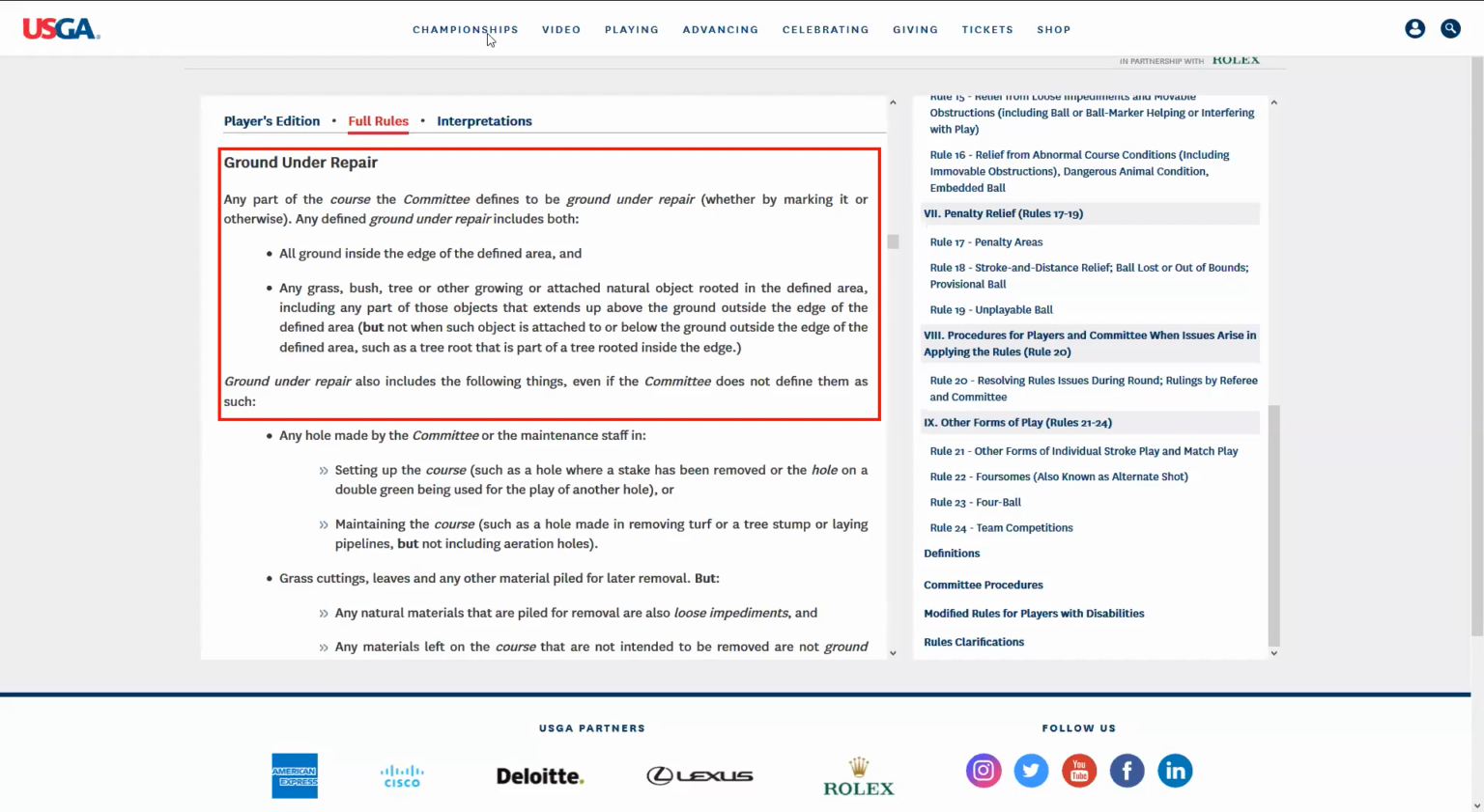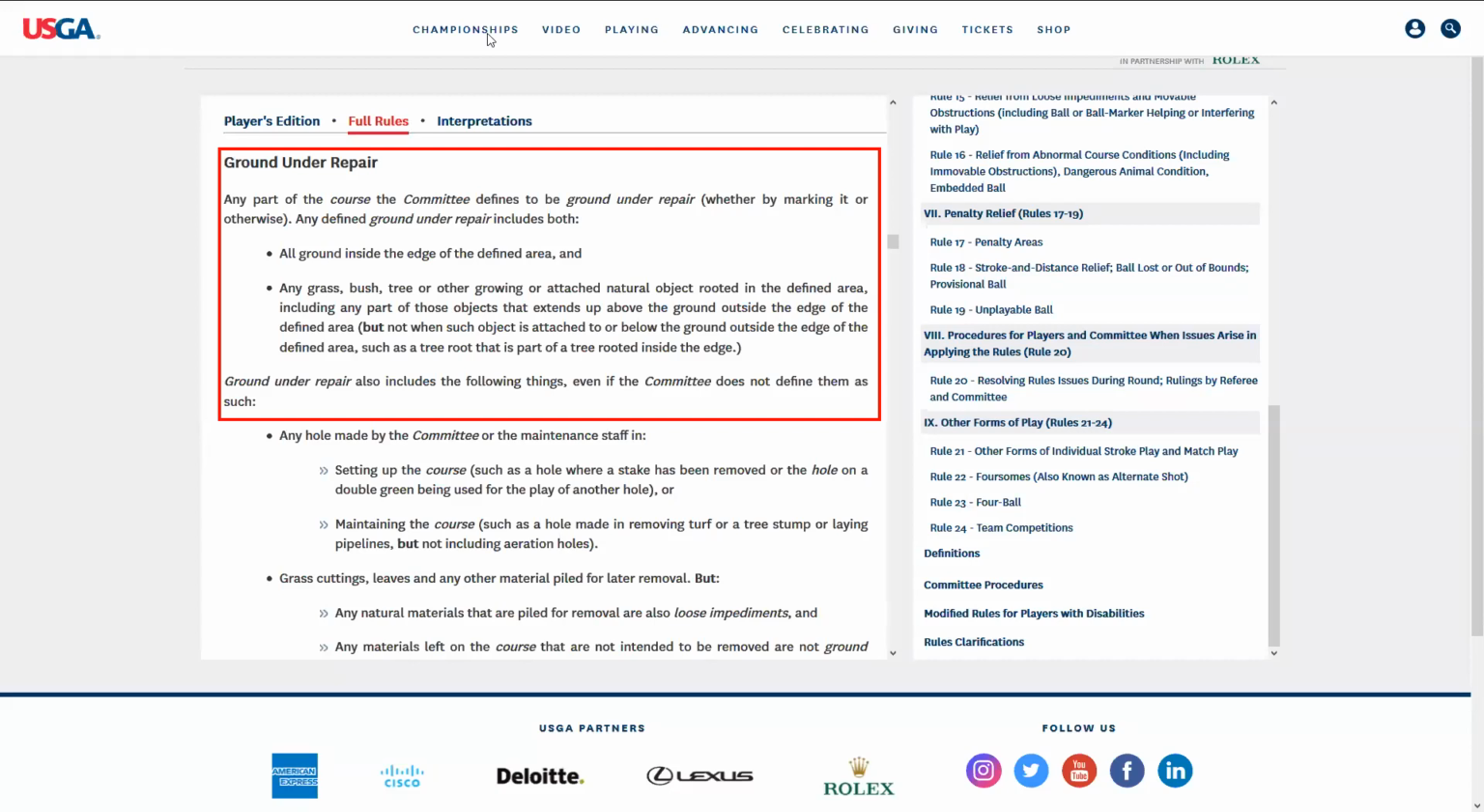So what this means is as follows. If you got a white line and it's marked as ground under repair, that's all ground under repair. So what do you do with the grass that's growing in the ground under repair? That's ground under repair as well. What do you do with the grass that's growing in the ground under repair that's hanging outside the edge of the ground under repair? This is also in ground under repair.